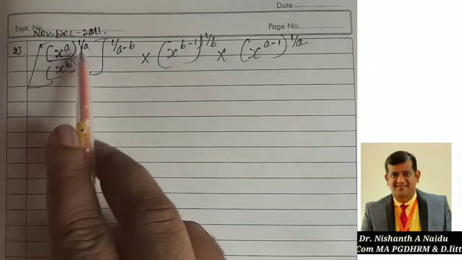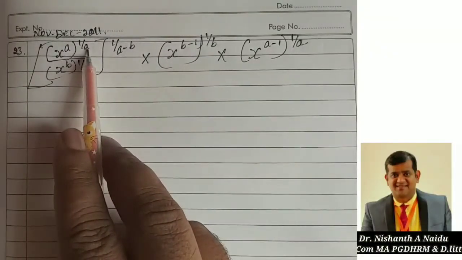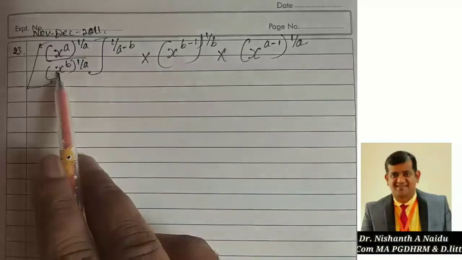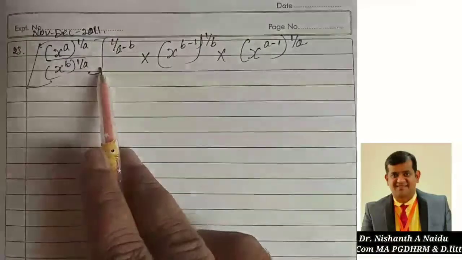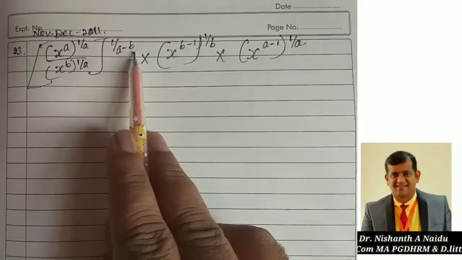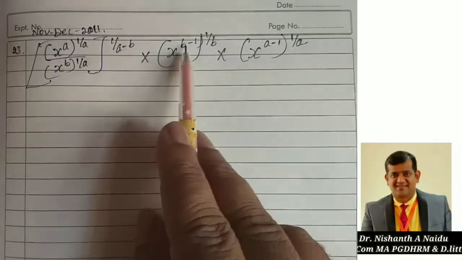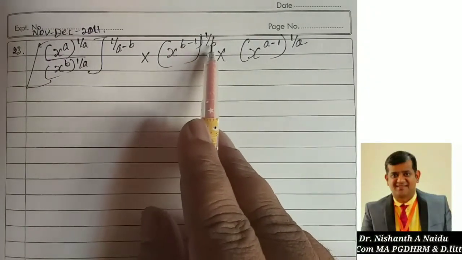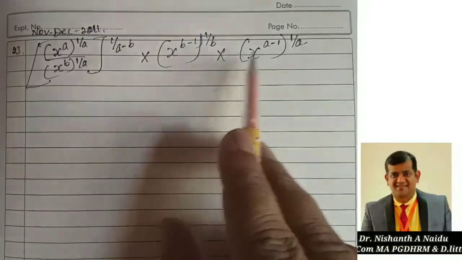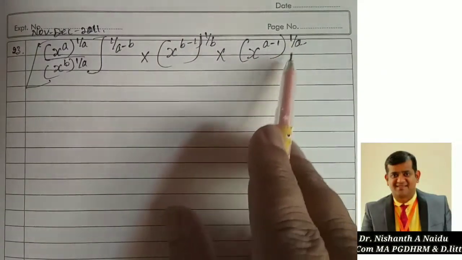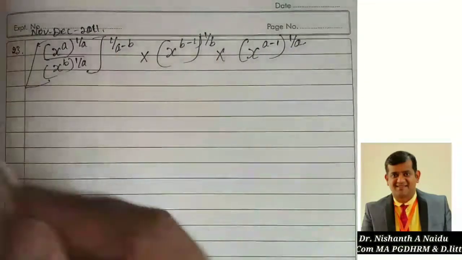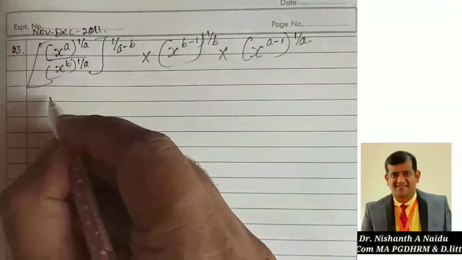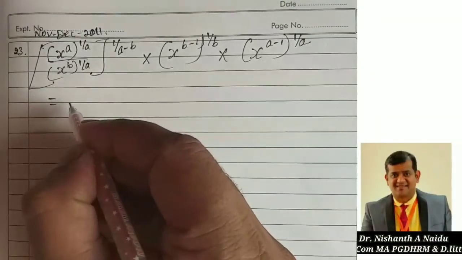(x^a)^(1/a) divided by (x^b)^(1/a), whole to the power 1 by (a minus b), into (x^b minus 1)^(1/b), into (x^a minus 1)^(1/a). So now we have to simplify this problem. Okay, so let us simplify.